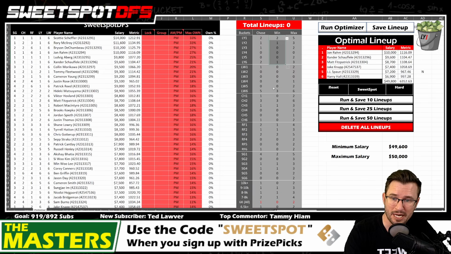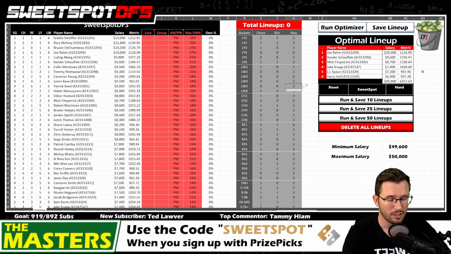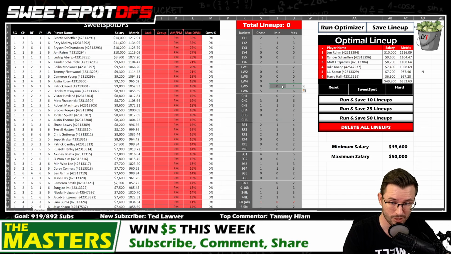So if you get the optimizer from me and you actually disagree with me for this bucket right here, you change it on your own. I don't want to see more than 1 golfer from this bucket. So I'm going to change it and then run with this tomorrow when I build lineups.